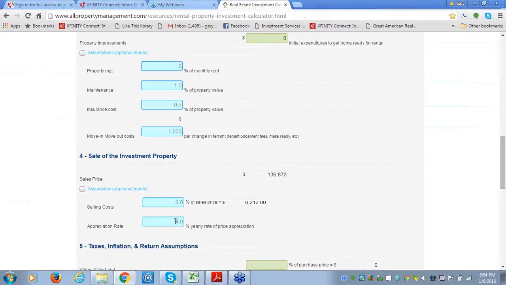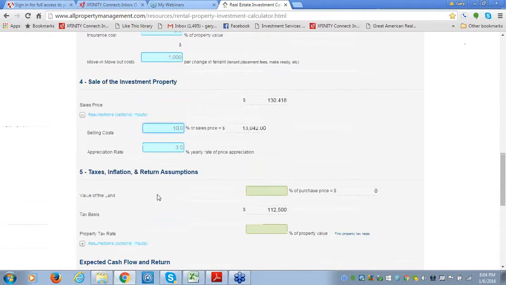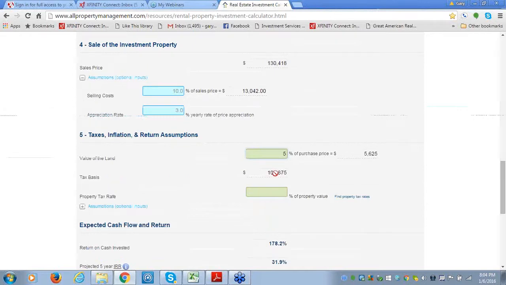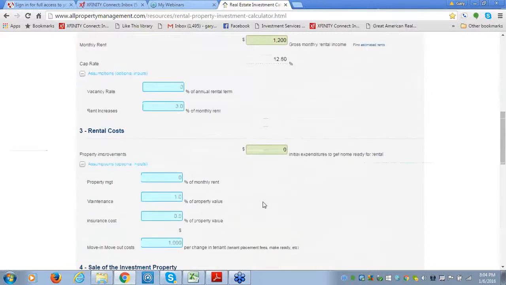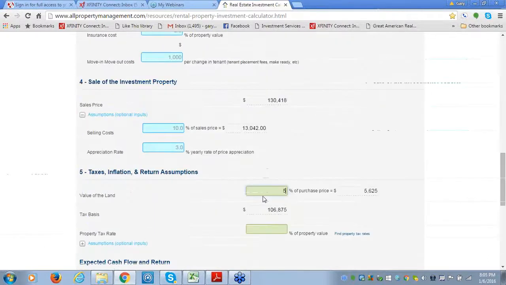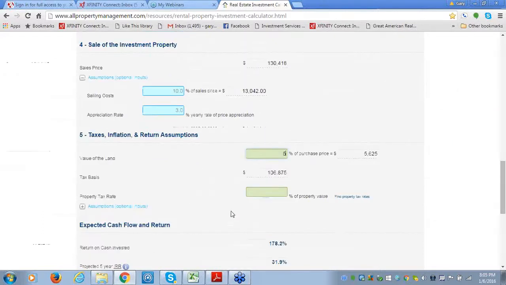Appreciation rate of 4% per year. Let's make that 3, let's be real conservative. And sales cost, we should probably make that 10%. By the way, value of land, let's say that's 5% of the total purchase price. So your tax basis is 106. In other words, 112 purchase price minus the 5% for the value of the land leaves you a building tax basis of 106.